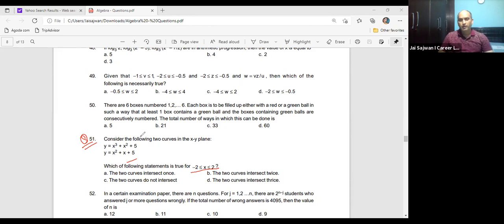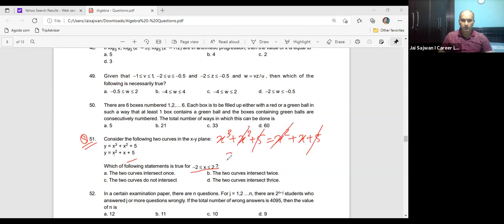Now look at this. Whenever we talk about the point of intersection, it means the same values of x and y are going to satisfy both equations. I'll equate the equations: x cubed plus x squared plus 5 is equal to x squared plus x plus 5. This 5 will get cancelled out.